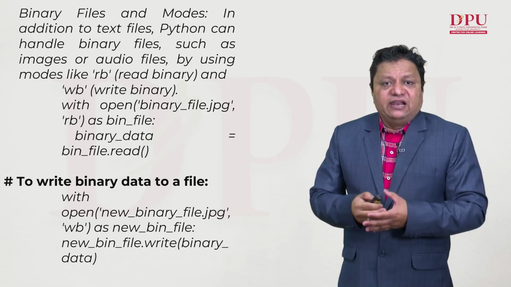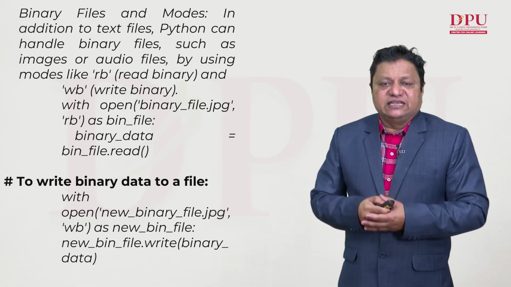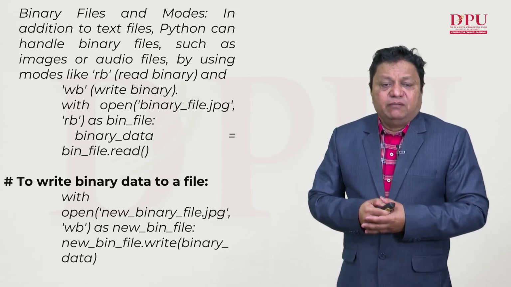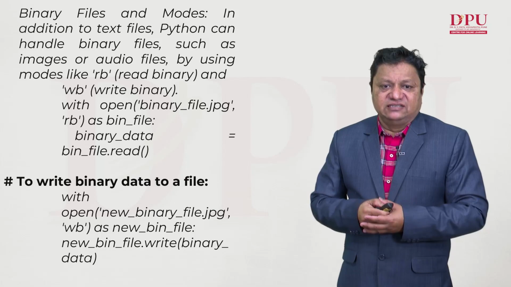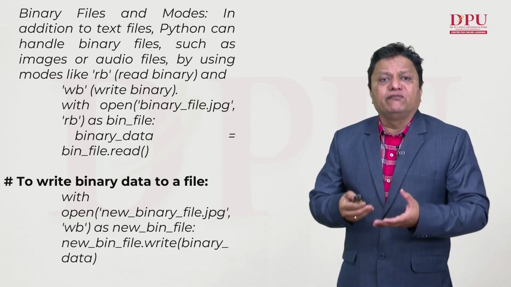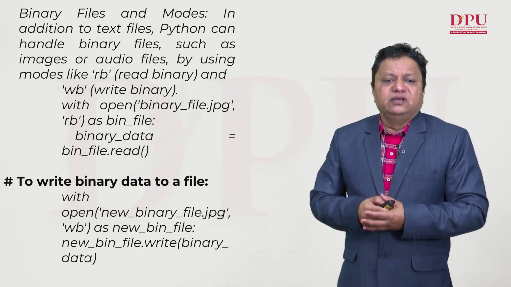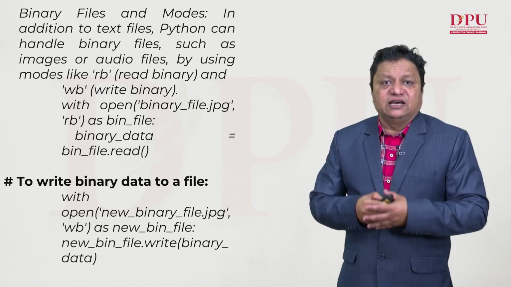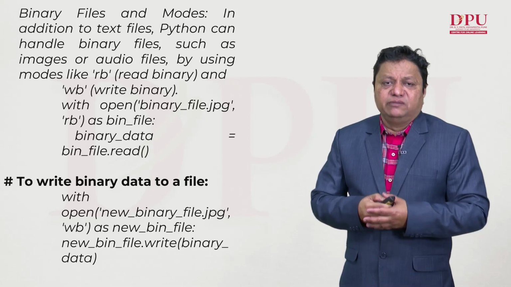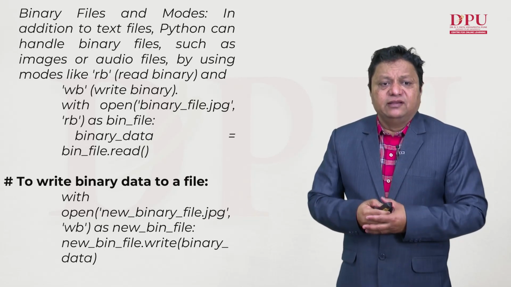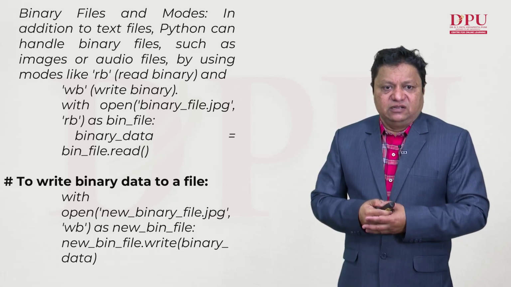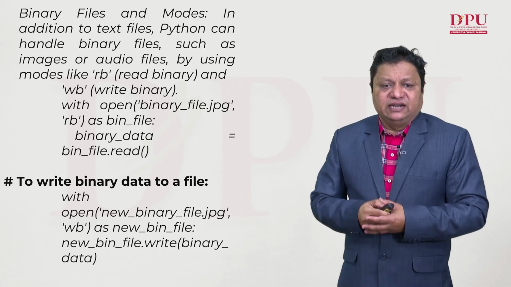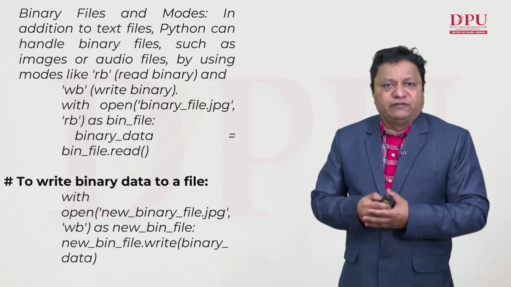Now, opening the file in binary mode, that is binary files and modes. How can we work in binary mode? In addition to text files, Python can handle binary files such as images or audio files as well. And by using modes like rb, that is read binary, and wb, that is write binary, I can work with binary files if I have to work with images or audio files. So, with open, specify the file name and mode as rb, that is read binary, as file name.